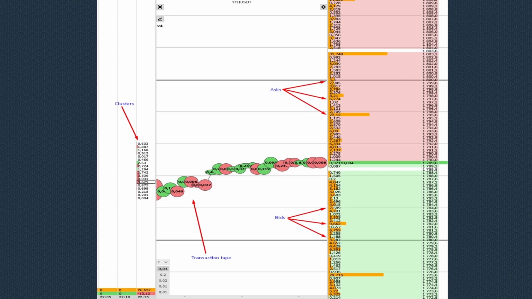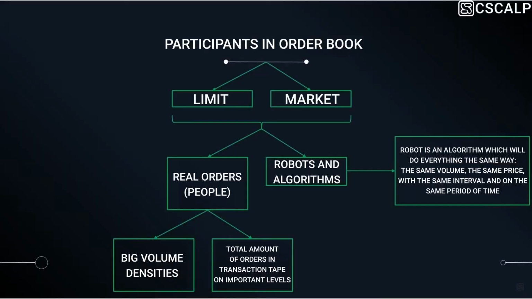So we have to analyze them simultaneously, analyze them both to understand the situation now. Okay, so now let's talk a bit about participants in the order book. Globally, we can divide all participants into two groups: the limit participants and market participants. More locally, they're classified as real traders, so people who are making these orders, and robots and algorithms.